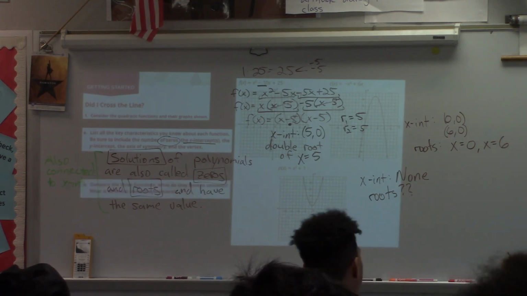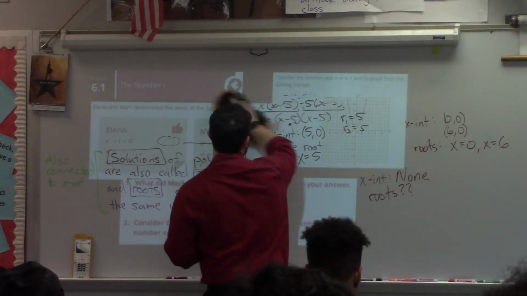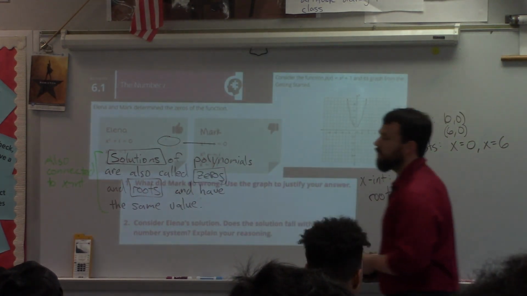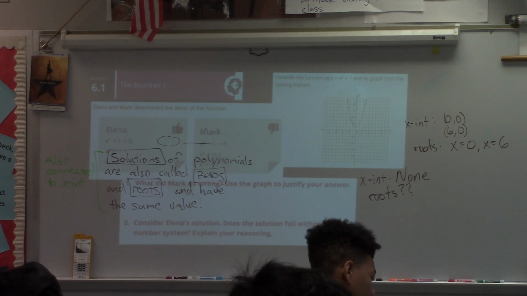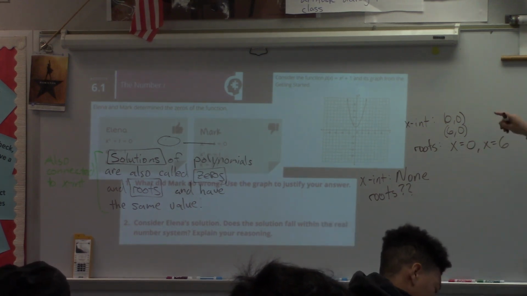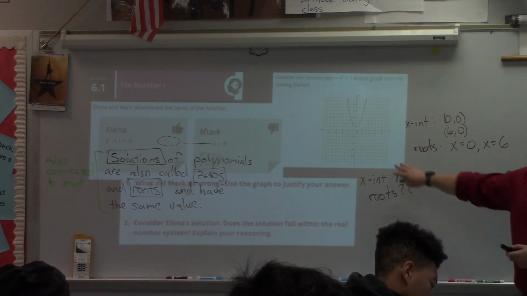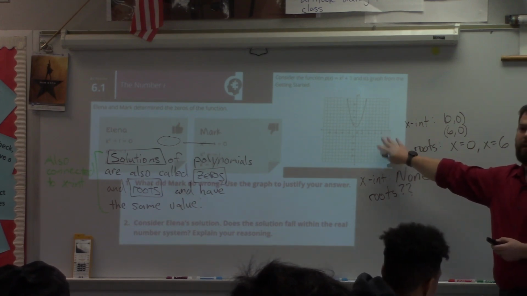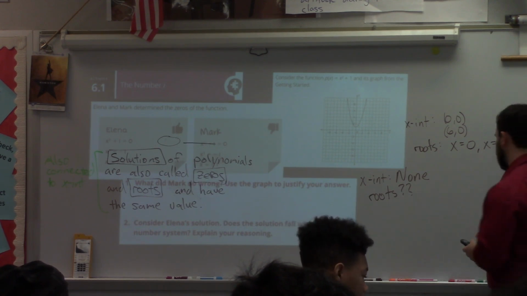That's what the last thing that we're going to learn is, and it's a very small but important detail. So, right here, consider the function p of x equals x squared plus 1 and its graph from the getting started. So this is the one we just said had how many x-intercepts? 0. No x-intercepts, but it still has to have how many roots? 2.